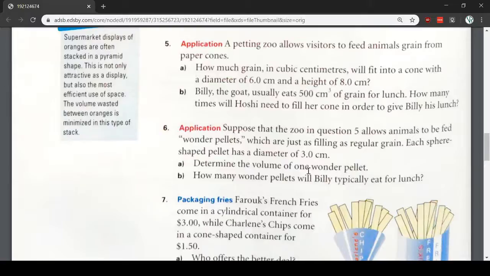Number 5 says a petting zoo allows visitors to feed the animals grain from paper cones. I remember doing this at Greenland down in Niagara Falls.